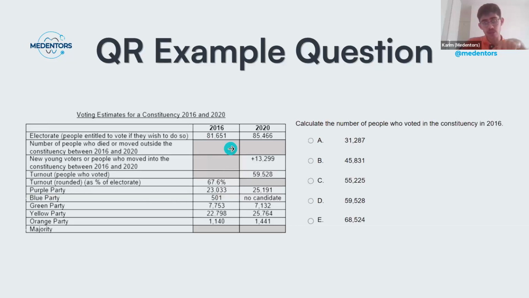Now, in the UCAT, I will have access to an on-screen calculator, and I can type in 81651 times 0.676. But what happens if you mistype a number and need to retype the whole thing again? You can save time by just rounding down and rounding up. And you can do that with this question because the answers are far apart.